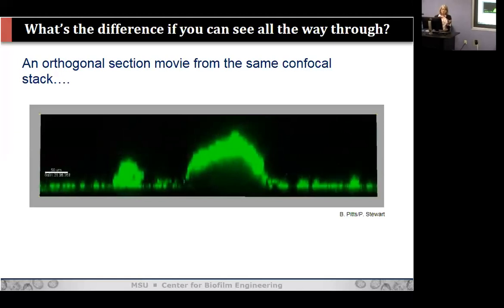But the movie I showed you earlier was fine. You wouldn't know there was a shadowing artifact. You can see really nicely from the top.